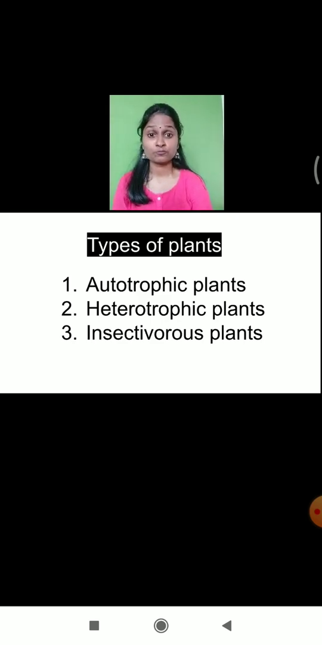Okay. What are the heterotrophic plants? The plants which cannot prepare their own food and they depend upon other plants to get the food, they are called as what? Heterotrophic plants. Now what is the meaning of the insectivorous plant? The plants which consume insects as a food material, they are called as what? Insectivorous plants. Okay students, now did you understand about the different varieties of the plant which are found around us?